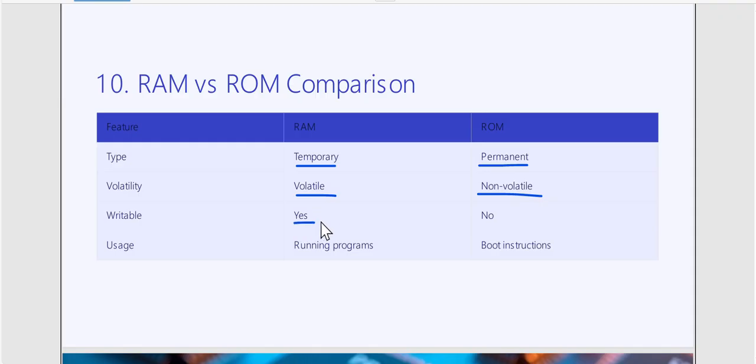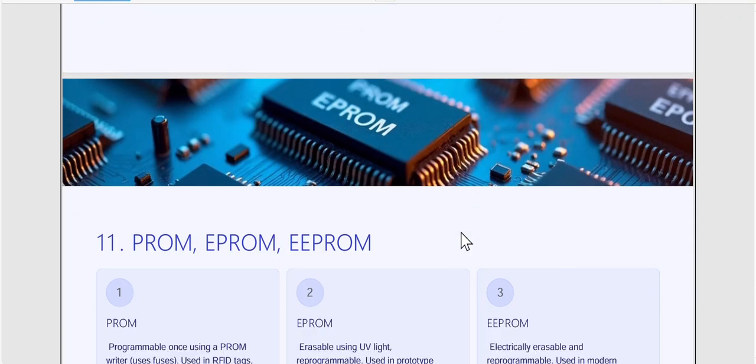RAM is rewritable, it is going to rewrite the instructions again and again, because when you turn off the system all the instructions will be removed, and the next time whatever application you are going to use, it will be occupied for that instruction. ROM is not rewritable. Once you have written the instruction, you cannot alter the changes. RAM is used to store the running programs, and ROM is basically used for the boot up instructions.